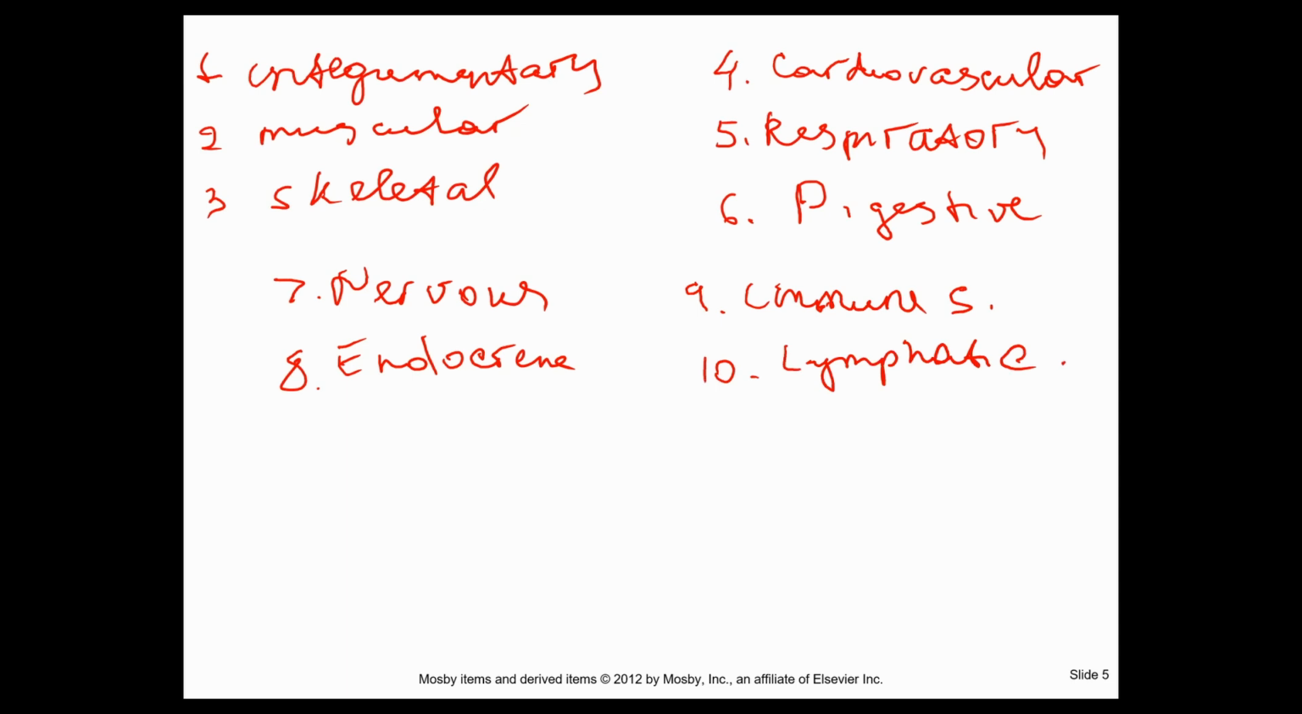So we already have pretty much everything. Now what we're missing is the system for the removal of the wastes. And that's the urinary system. Okay. And now, last but not least, is reproductive system.